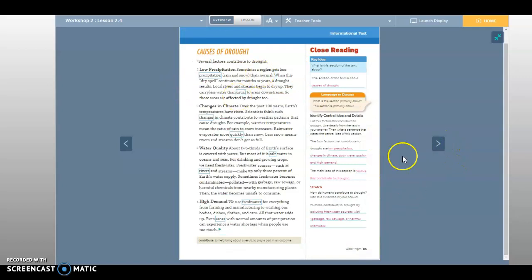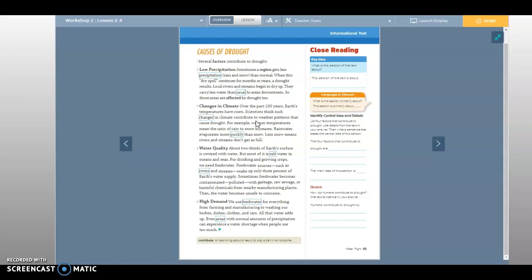All right, I'm going to read this, and then we're going to be looking for some of these, okay? We're on page 85. I need you following along with me. Several factors contribute to drought. Low precipitation. Sometimes a region gets less precipitation, rain and snow, than normal. When this dry spell continues for months or years, a drought results. Local rivers and streams begin to dry up. They carry less water than usual to areas downstream, so those areas are affected by drought too.